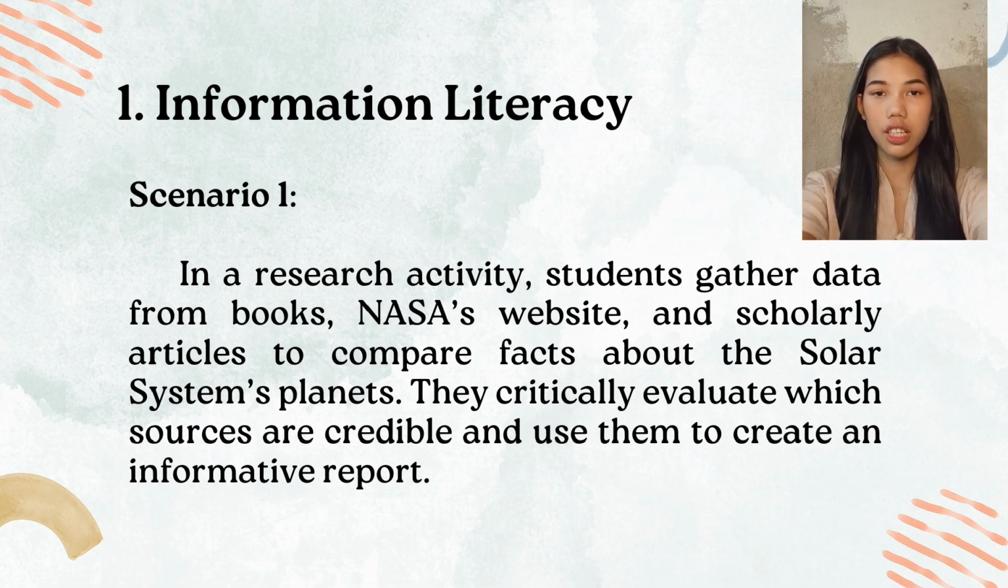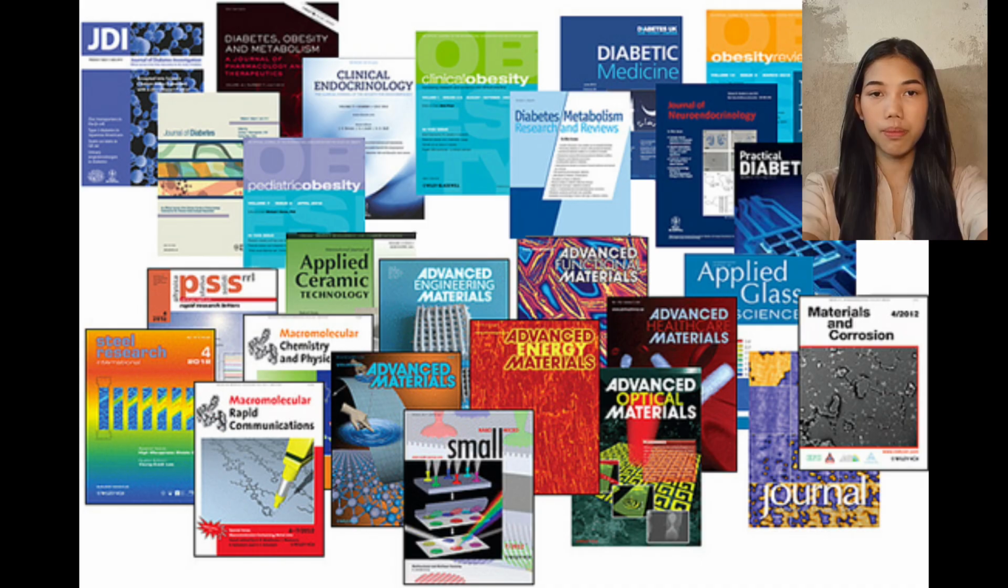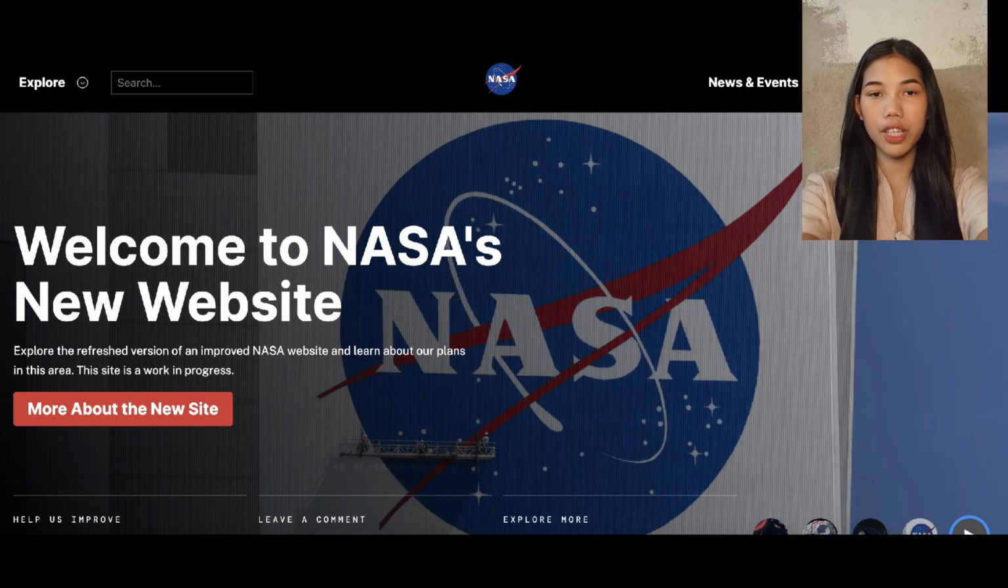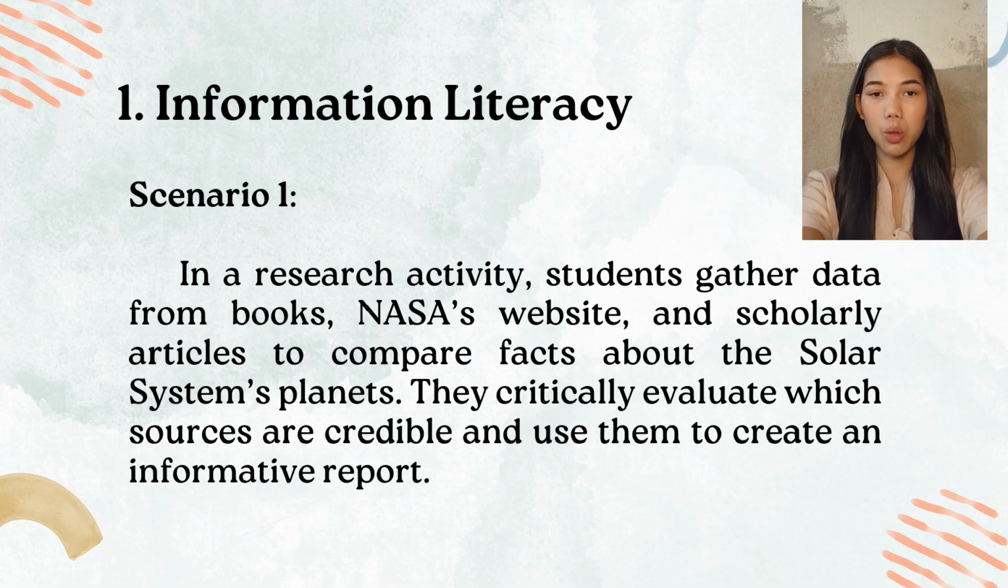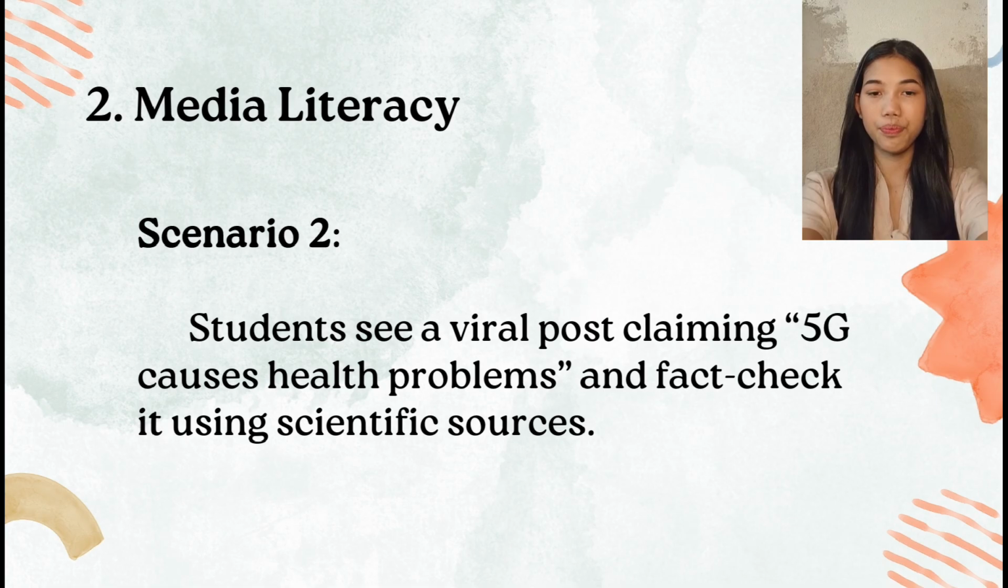So the first scenario is students researching the solar system using books, NASA's websites, and scholarly articles, then comparing sources. So this shows students know how to look for good information, check if it makes sense, and see how different sources agree or disagree. So it helps them understand the topic better and not just rely on one book or website.